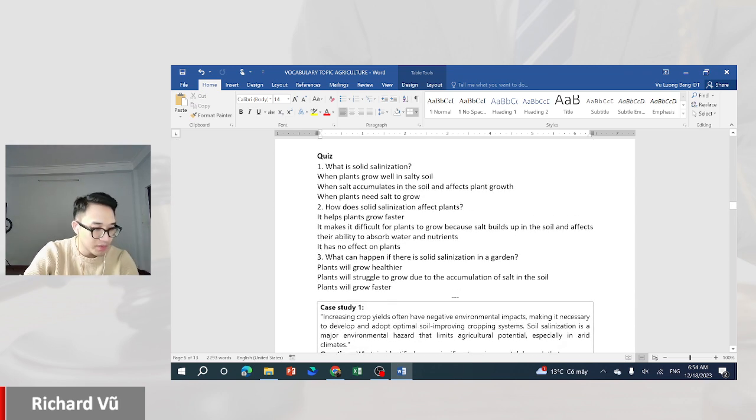We have a multiple choice question here. What is soil salinization? When plants grow well in salty soil, when salt accumulates in the soil and affects plant growth, or when plants need soil to grow.